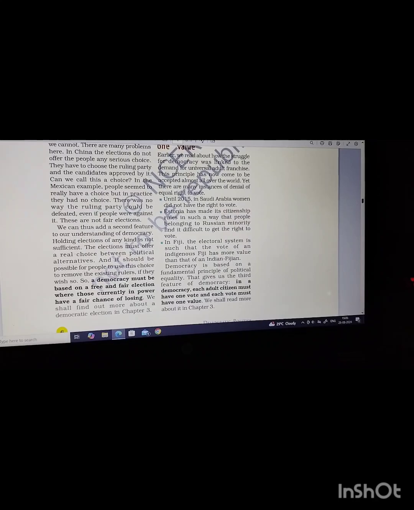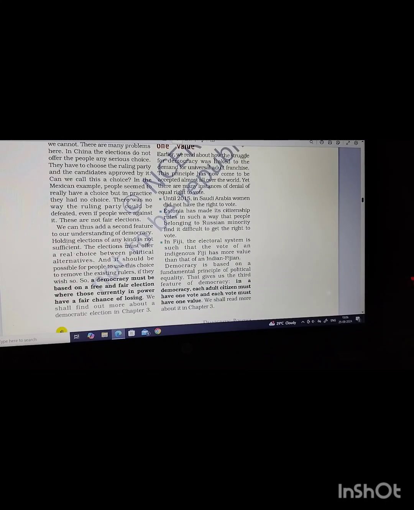We can thus add a second feature to our understanding of a democracy. Holding elections of any kind is not sufficient. The elections must offer a real choice between political alternatives, and it should be possible for people to use this choice to remove the existing rulers if they wish so. A democracy must be based on a free, fair election where those currently in power have a fair chance of losing. And we will read more about this in chapter 3.